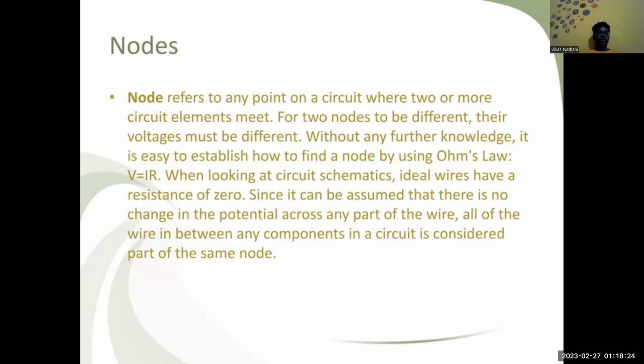Nodes. A node refers to any point on the circuit where two or more circuit elements meet. For two nodes to be different, their voltages must be different. Without any further knowledge, it is easy to establish how to find a node by using Ohm's law, V equals IR. When looking at circuit schematics, ideal wires have a resistance of zero, since it can be assumed that there is no change in potential across any part of a wire. All of the wire in between any components in a circuit is considered part of the same node.